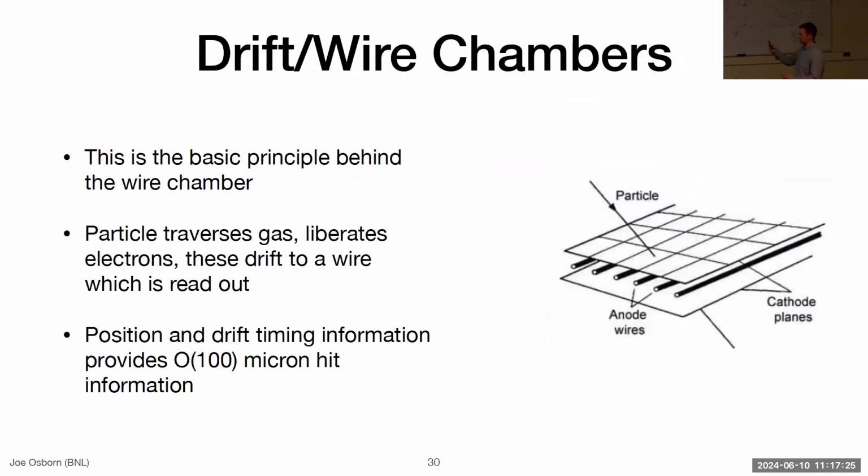So this exact example is the basic principle behind the wire chamber, where you have some particle that traverses some gas and liberates some electrons from the gas, and then these electrons drift to these anode wires, which are then read out to determine the position. Generally, drift and wire chambers give you position and drift timing information that provides something like order 100 micron hit resolutions. So this is really precise information, that we can measure these particles to of order 100 microns.